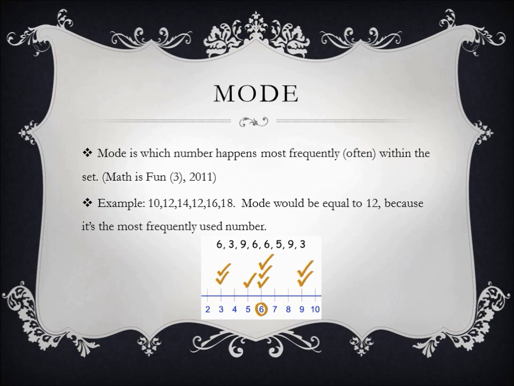Mode. When we talk about mode, it is the number that happens most frequently, most often, within the data set. For example, let's say they gave you a data set of 10, 12, 14, 12, 16, and 18. The mode in this case will be equal to 12 because it is the most frequently used number in the data set.